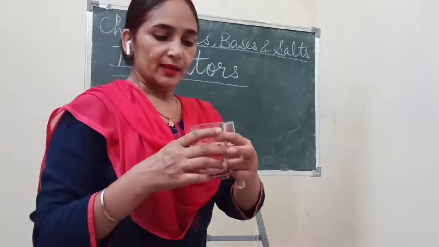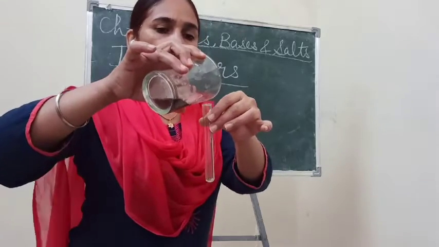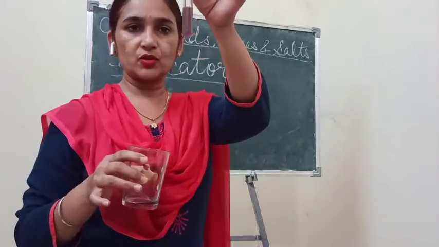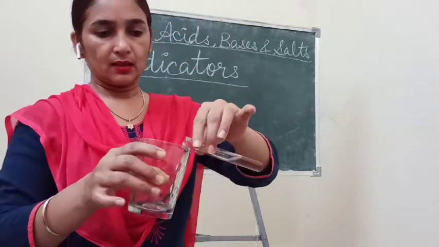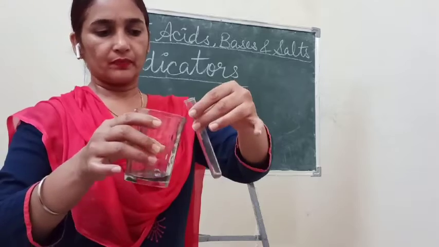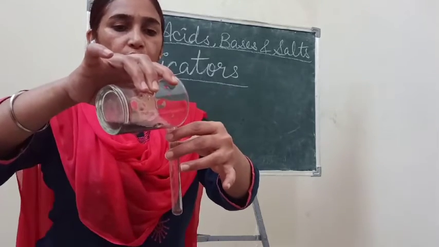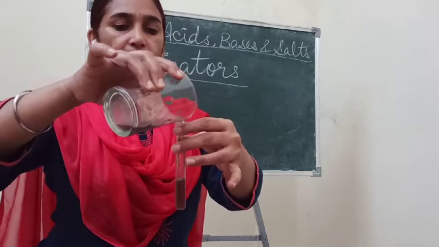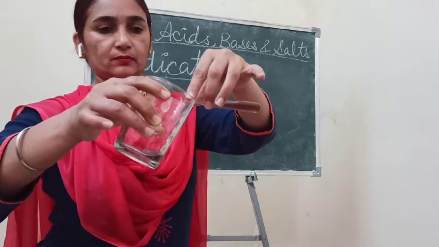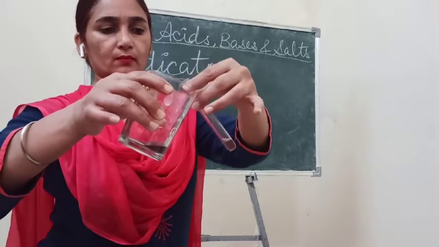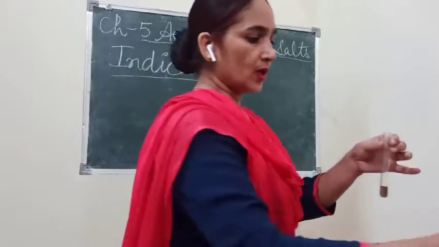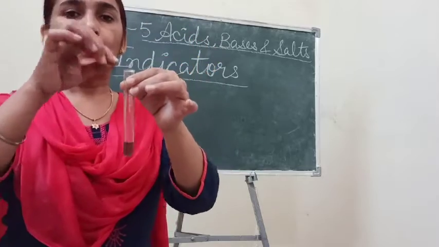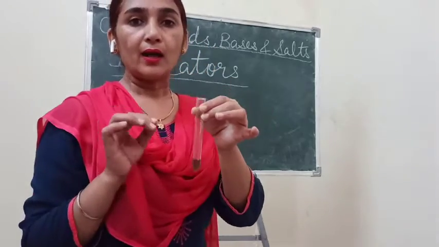So when we put this extract in the test tube, this is a test tube, see the color. I am taking a little bit less because we have to do this experiment with the base as well as with acid, both. See, this much is enough. So after this, I am first putting lemon juice inside it.